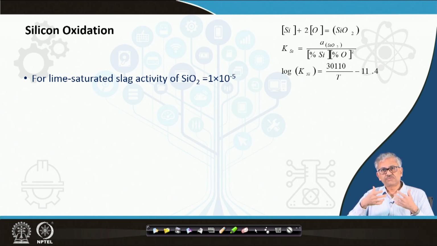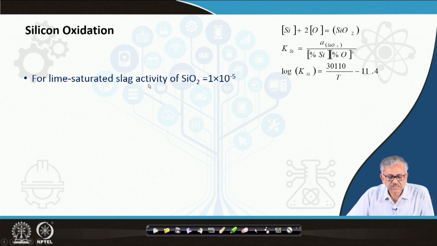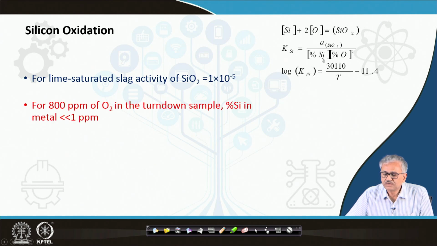As a result, the free concentration of SiO2, or the activity of SiO2, decreases significantly. So for lime saturated slag, if I take the activity, we can simply calculate the silicon concentration considering the turndown oxygen ppm in the bath. For 800 ppm of oxygen in the turndown sample, the weight percent of silicon in the metal is less than 1 ppm.